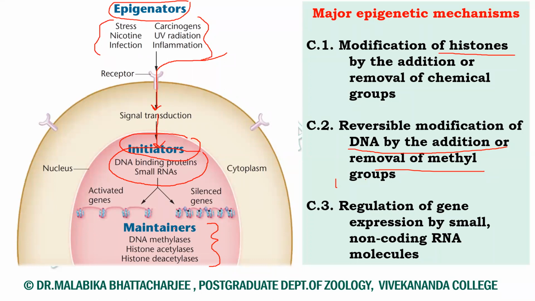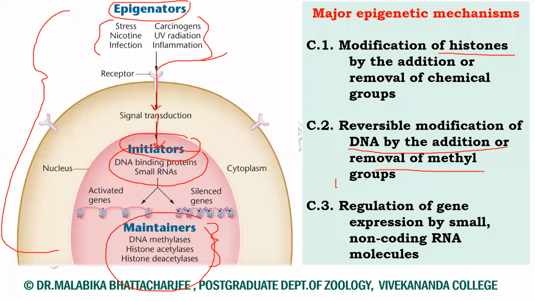For maintaining the DNA methylation pattern, we have DNA methylases. For maintaining the histone modification pattern, we have histone acetylase. As the name suggests, it adds an acetyl group to a lysine amino acid. And histone deacetylase, again as the name suggests, removes an acetyl group from the histone lysine residue.